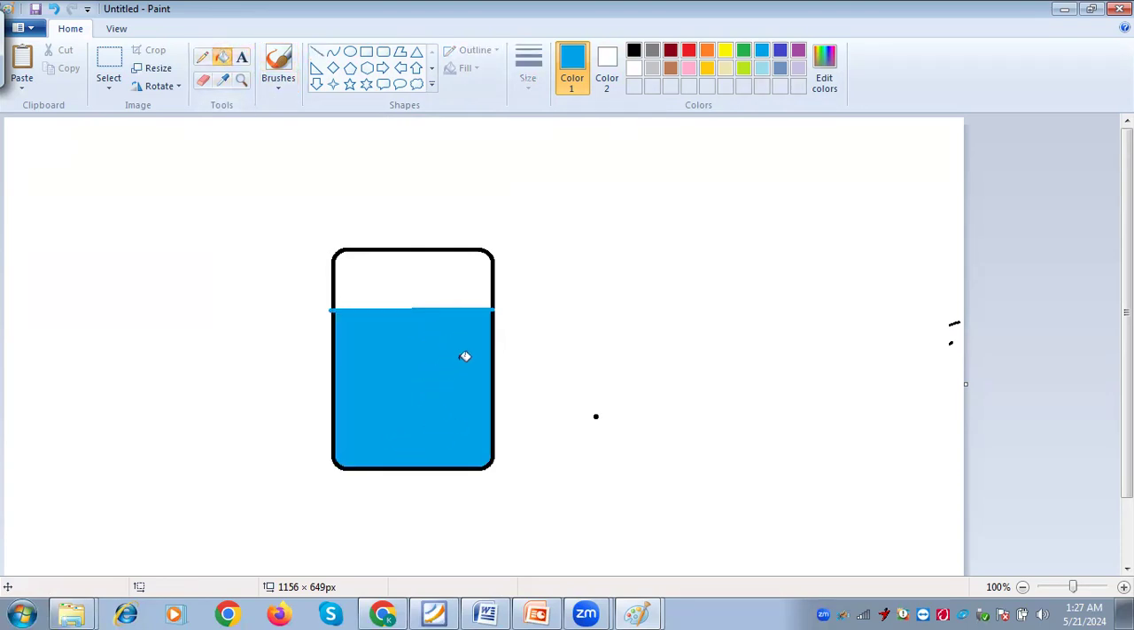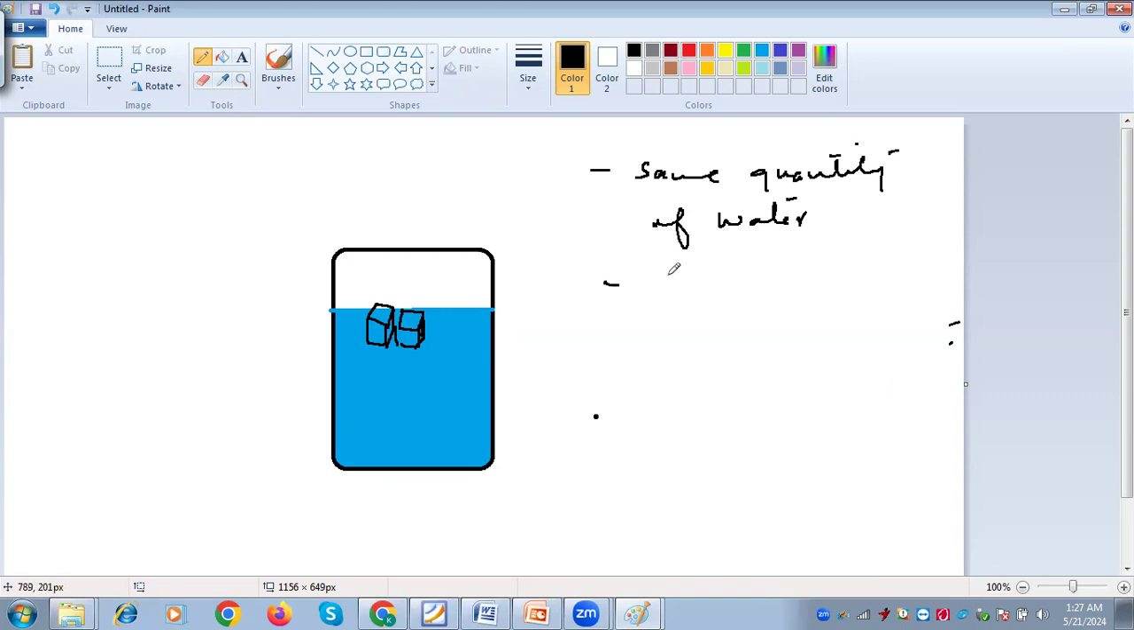Okay, and this hot water, every time for every experiment, you use the same quantity of hot water, and there are ice cubes in it. Suppose we are using 2 ice cubes. So same mass, same quantity. What should remain constant? Same quantity of water every time. Same temperature of hot water.